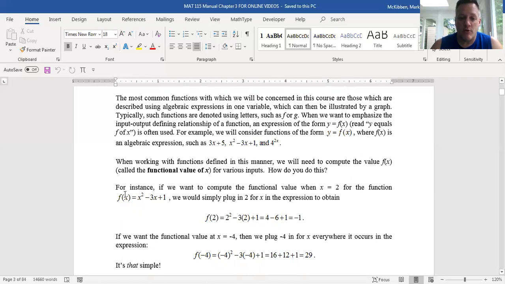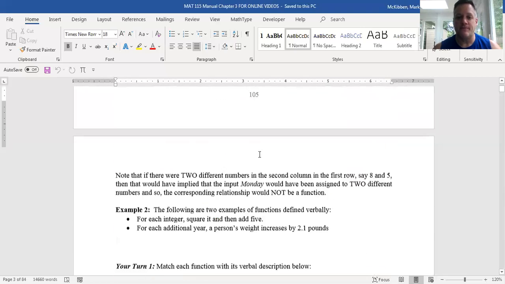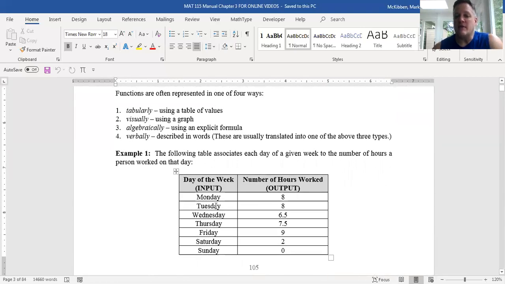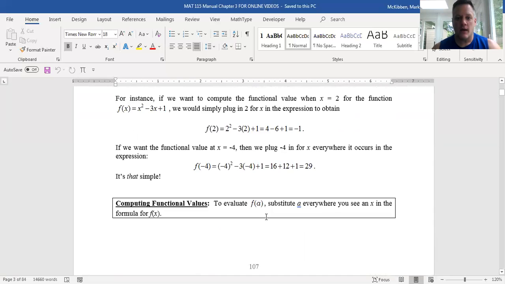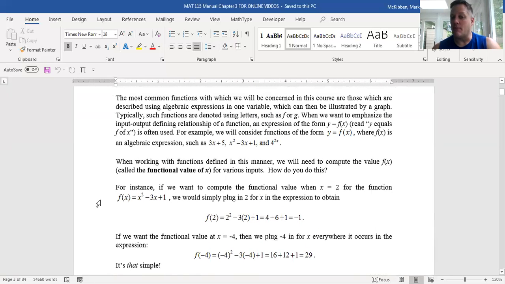Okay? So suppose I gave you this function here, f of x equals x squared minus 3x plus 1. And I wanted to know what number that rule maps x equal 2 to, right? So 2 is my input, and I want to know what value it maps to. Like back here, remember with the table, if I wanted the image, f of Tuesday, I would say f of Tuesday is 8. That's the output that Tuesday is linked to. Same way here, I just now have a number in and a number coming out instead of a qualitative sort of function.